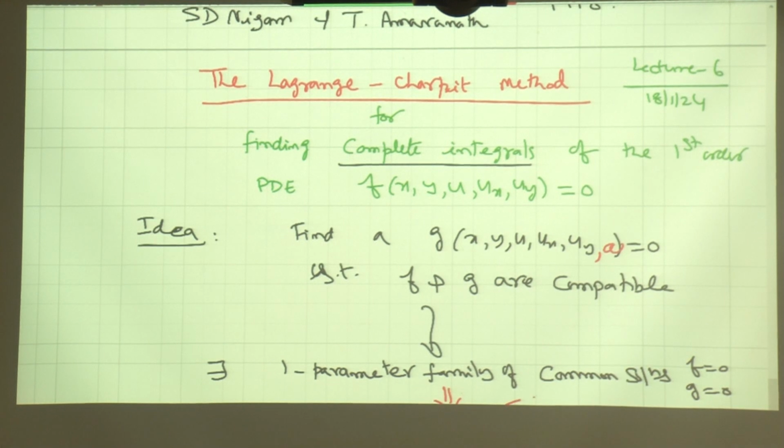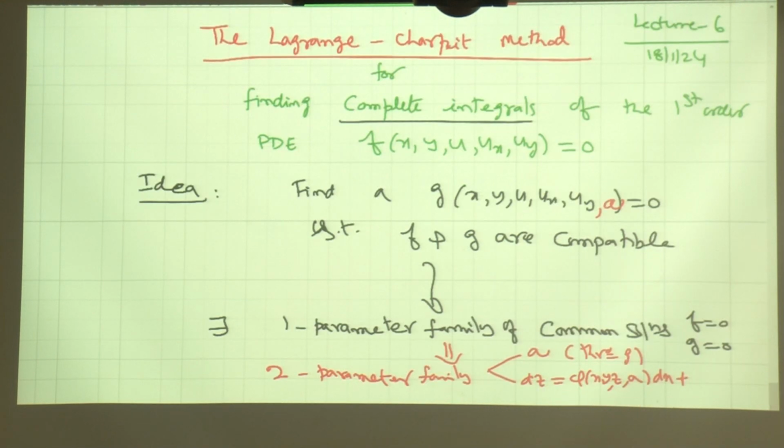So one parameter is already the a which is sitting in g, and the other one, because we are solving an equation like this, phi of x, y, z, a dx plus psi of x, y, z, a dy. This already had the a in it. Whenever you solve a Pfaffian, you get a parameter, let's say b. So we have two parameters. So that means we have a two parameter family of solutions to f equal to 0. So this is the idea.